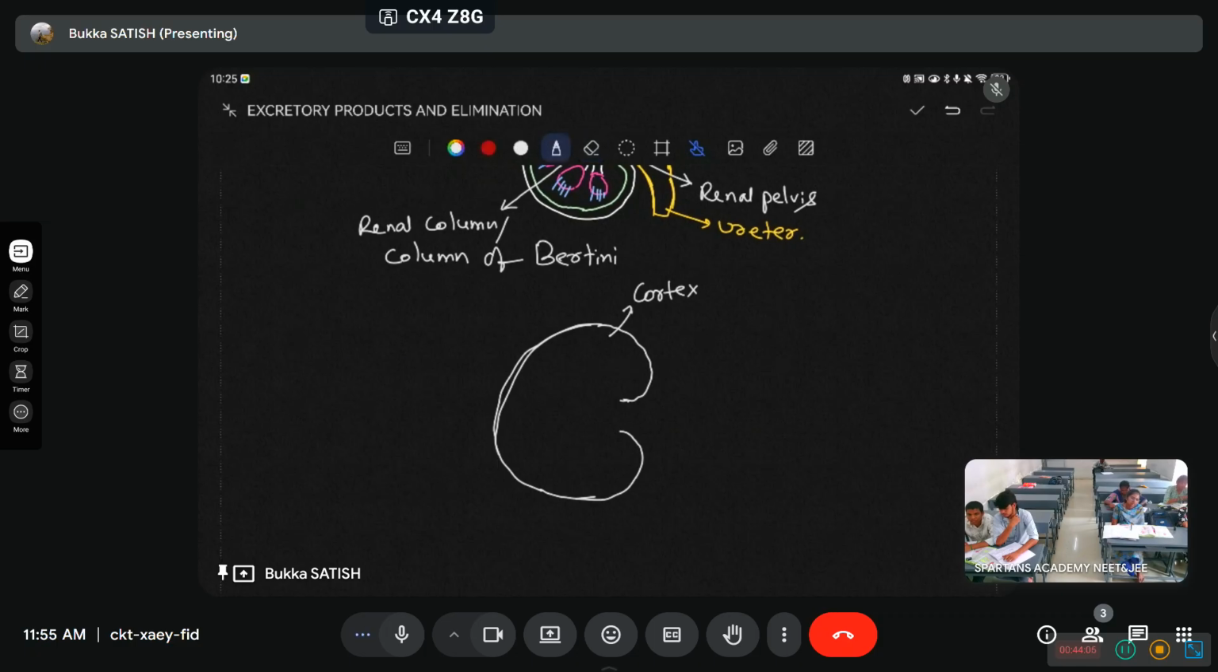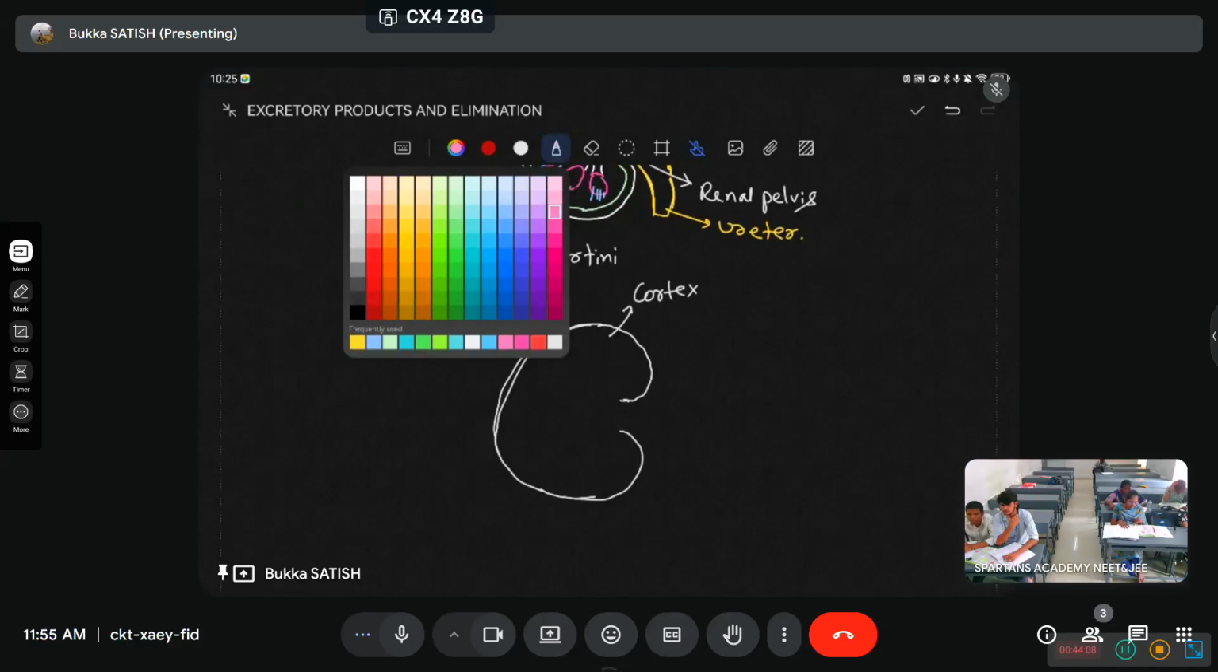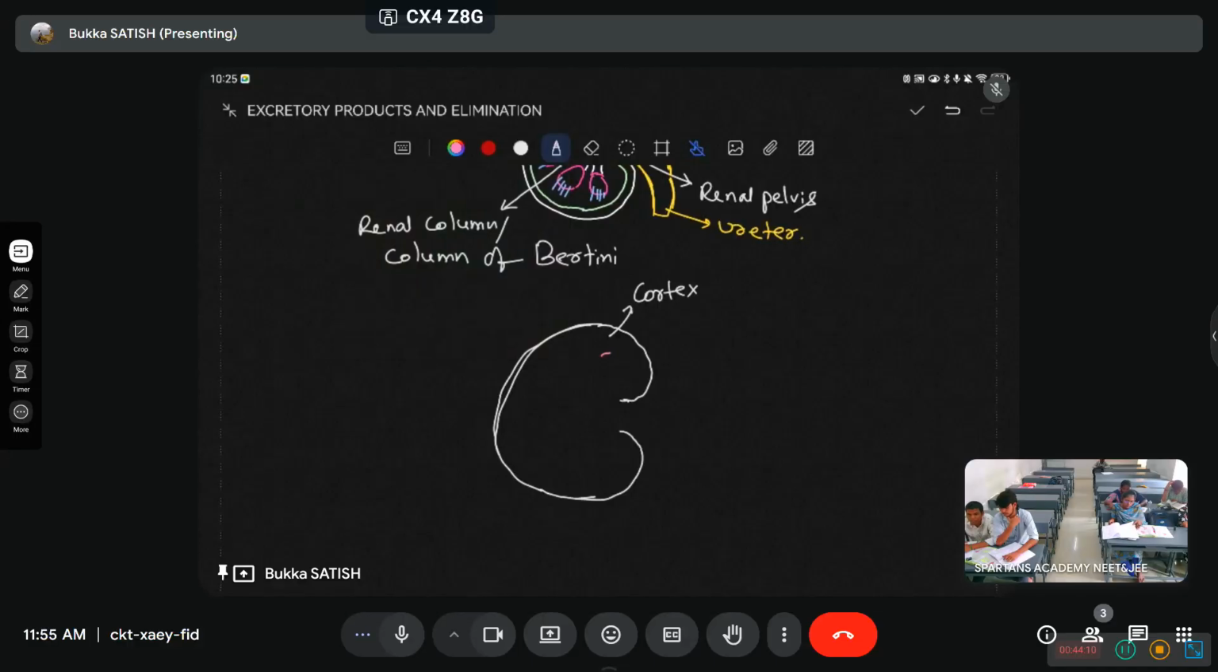Instead, it has pyramidal structures. This medulla is present in pyramid form. These are what we call the medullary pyramids. This is basically medulla only, but because it is in pyramid form, it is called medullary pyramid. So, outer cortex, inner medulla.